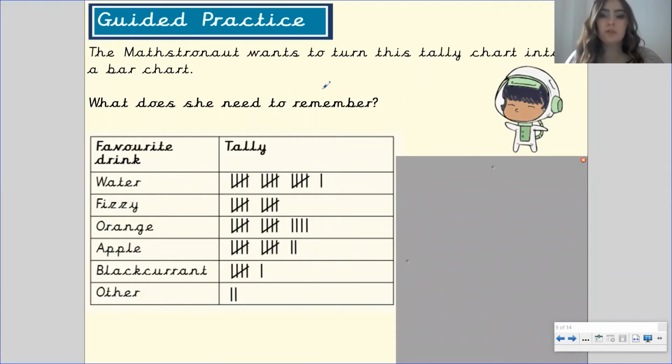So the astronaut wants to turn this tally chart into a bar chart. But what does she need to remember? I want you to pause the video and have a think about the important things to do with a bar chart. What do we need to make sure we have? Pause the video to have a think or a discussion with somebody who is nearby and free to do so.